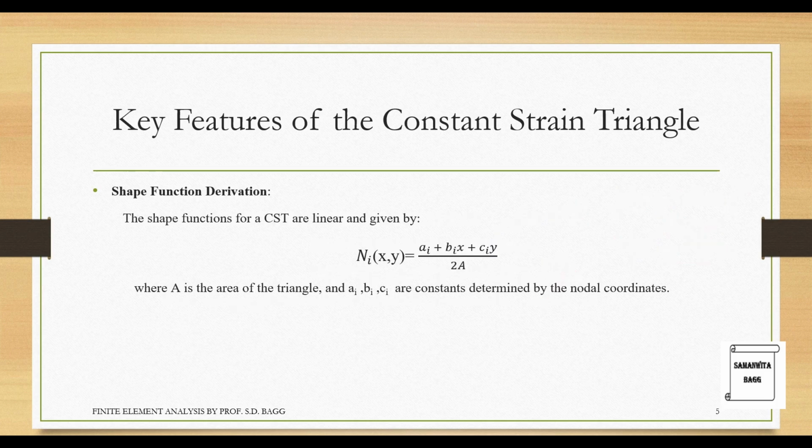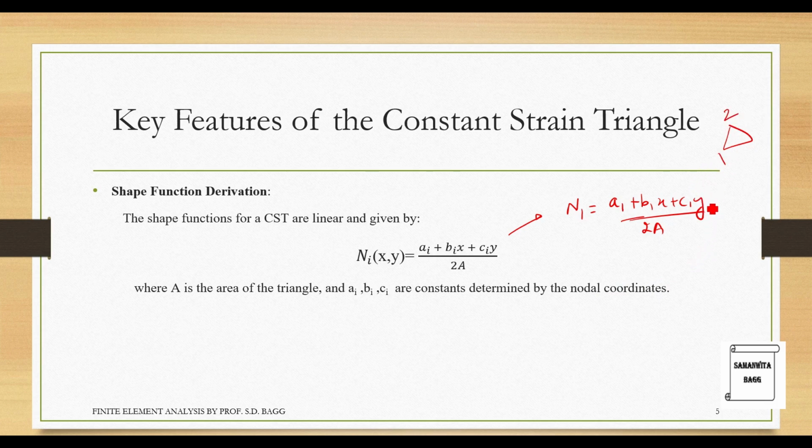Shape function derivation. The shape functions for CST are linear and given by Ni is equal to (ai plus bix plus ciy) upon 2A. In the derivation, this will be N1 is equal to (a1 plus b1x plus c1y) upon 2A, where A represents the area of the triangle that we have considered for the element, and a1, b1, c1 are the constants determined by the nodal coordinates at node 1.